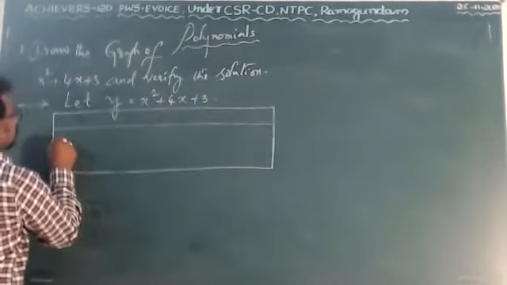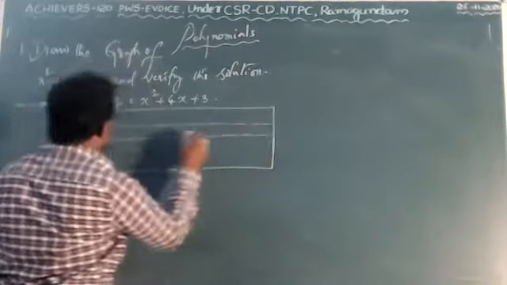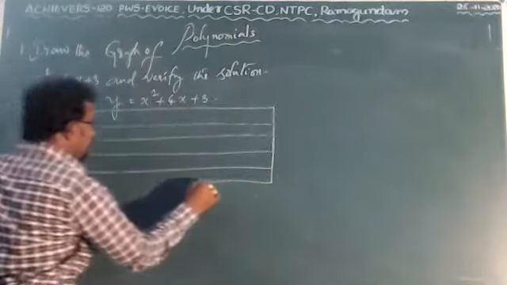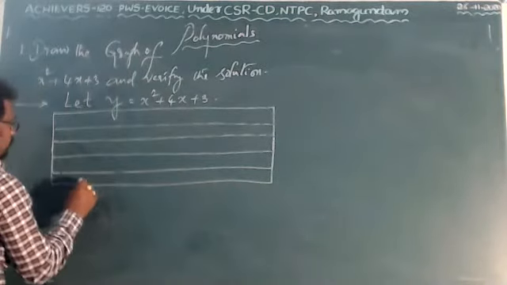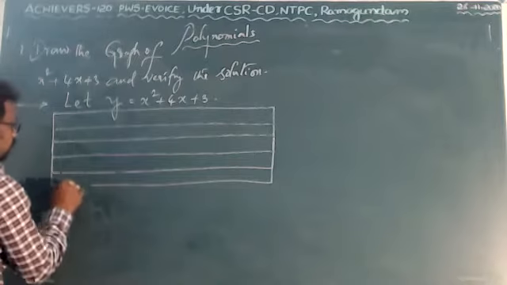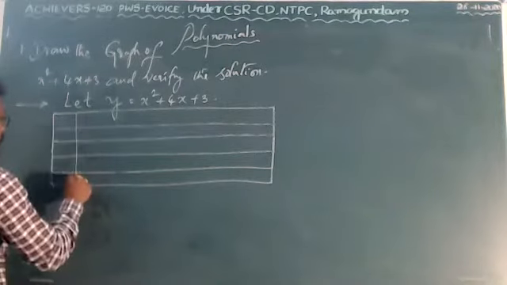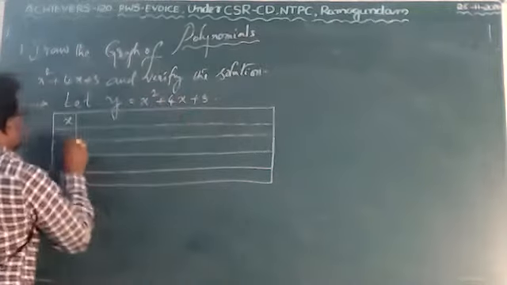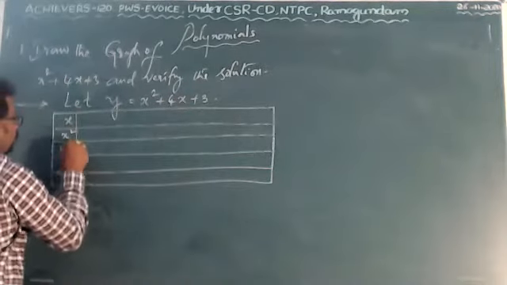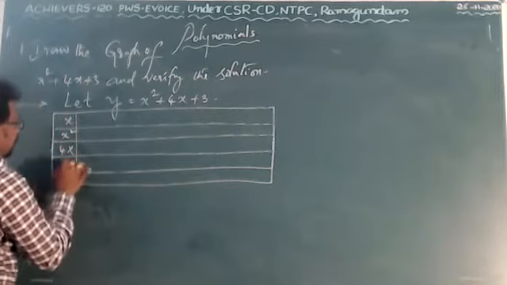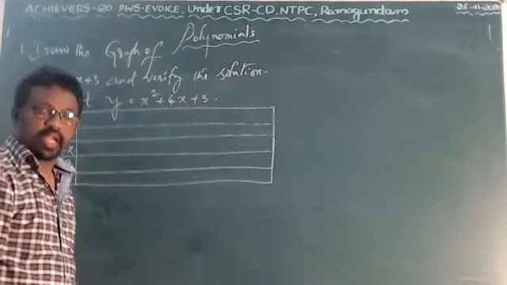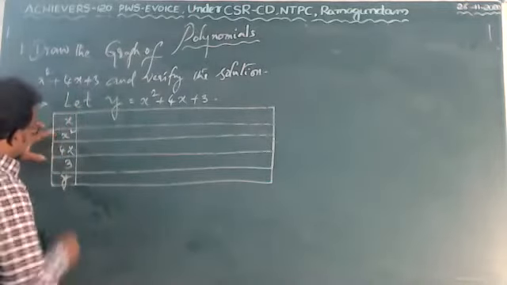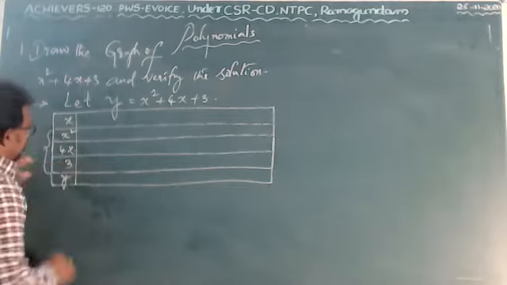x square, x, 3. Yes, children, this is x, this is y. What are the terms? x square, 4x, 3. x square, 4x, 3 is the complete expression.